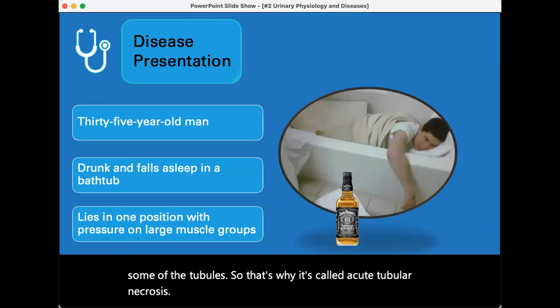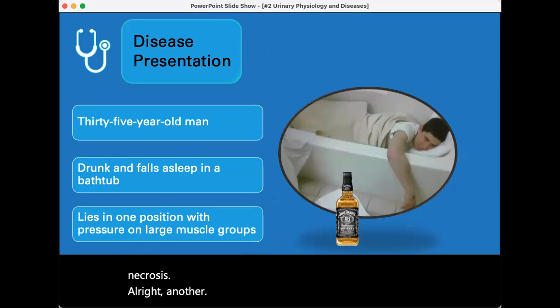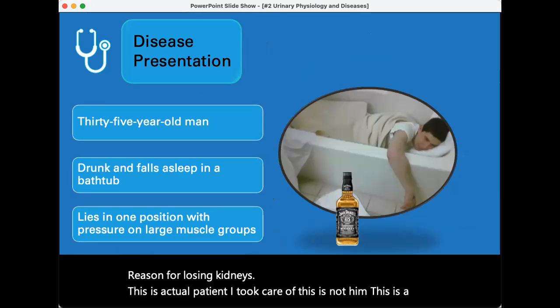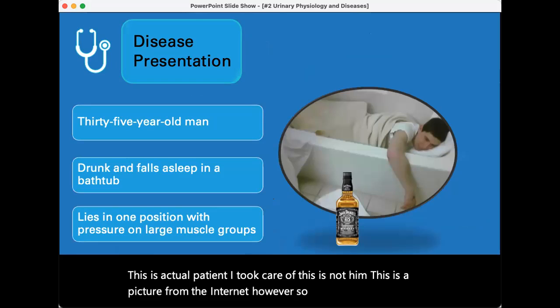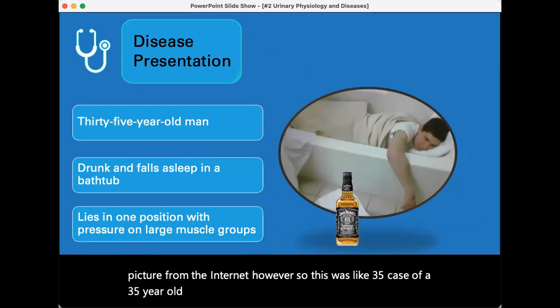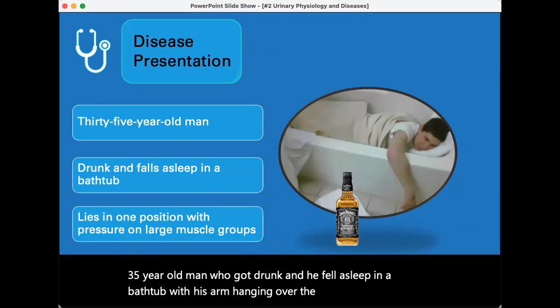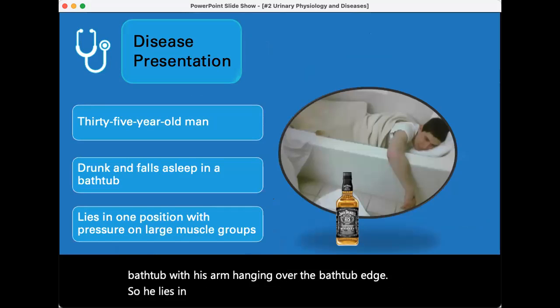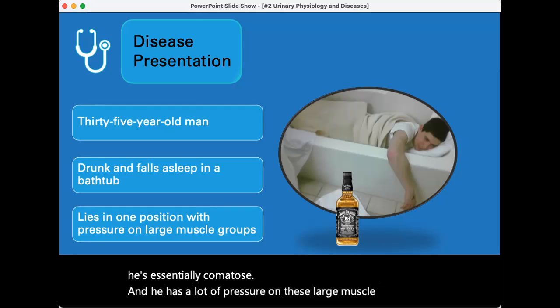All right, another reason for losing kidneys. This is an actual patient I took care of. This is not him; this is a picture from the internet. This was a case of a 35-year-old man who got drunk and fell asleep in a bathtub with his arm hanging over the bathtub edge. So he lies in one position for long, long periods of time because he's essentially comatose, and he has a lot of pressure on these large muscle groups from the hard surface of the bathtub.